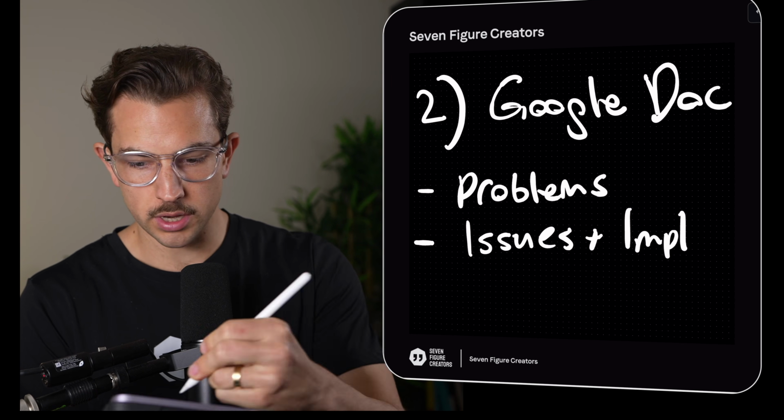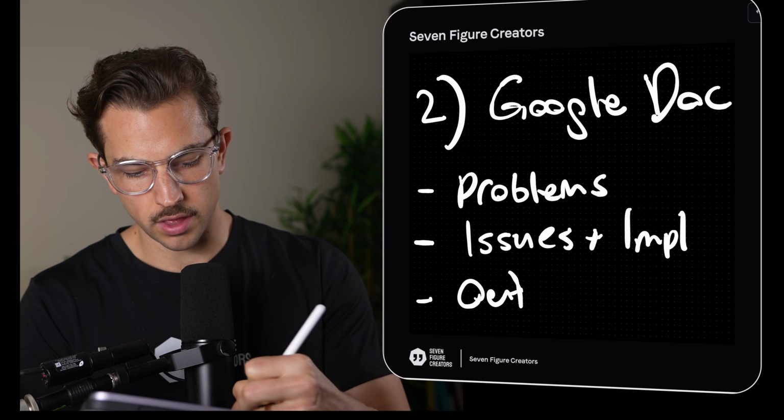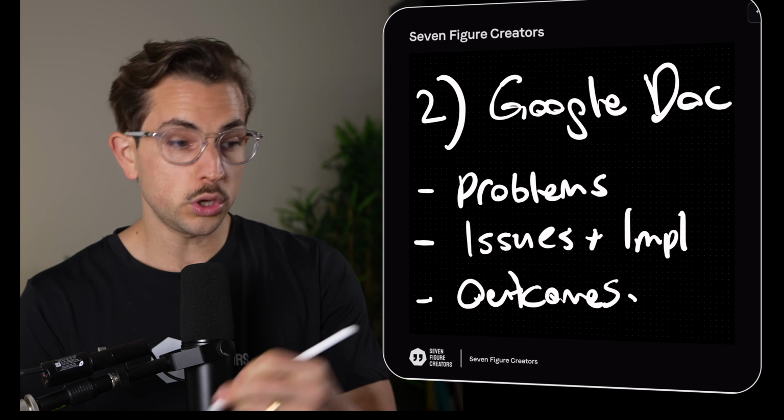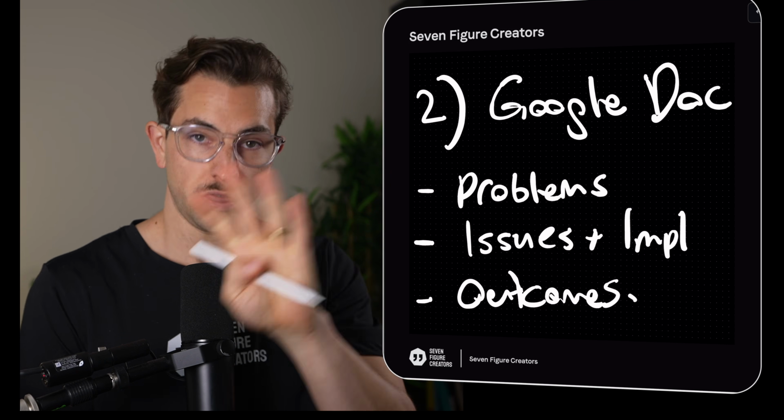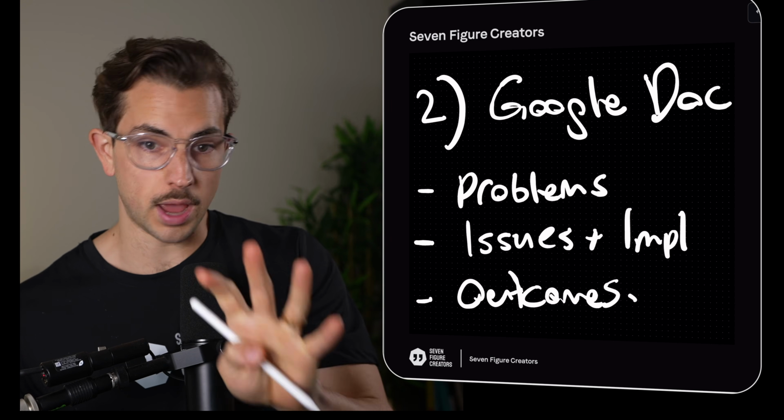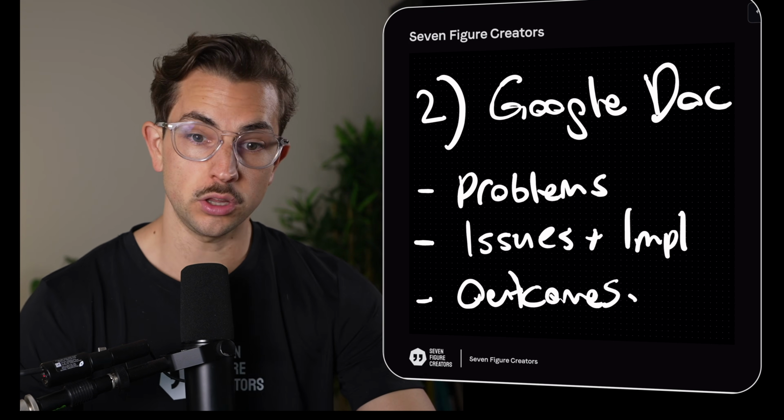And then step 3, what were the outcomes that happened after? All you need to do is put this into literally a 2-page Google Doc. That's it. Just write down what happened. That's the only thing you need to do.